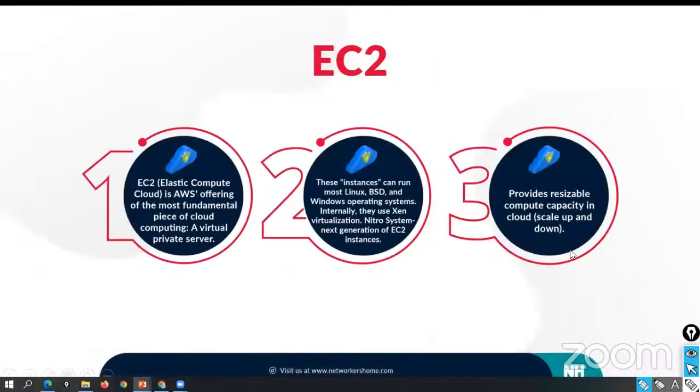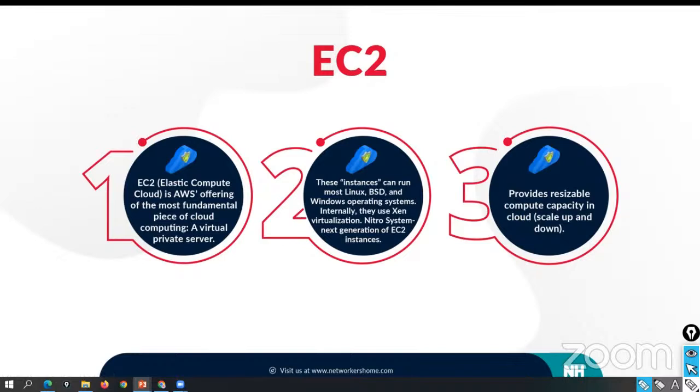Okay, now if you want to launch servers, we use the EC2 service, Elastic Compute Cloud. The EC2 service allows you to create virtual machines. It is the AWS offering of the most fundamental piece of cloud computing service. It allows you to create virtual private servers in the cloud. We call them EC2 instances. Instances are nothing but virtual machines.